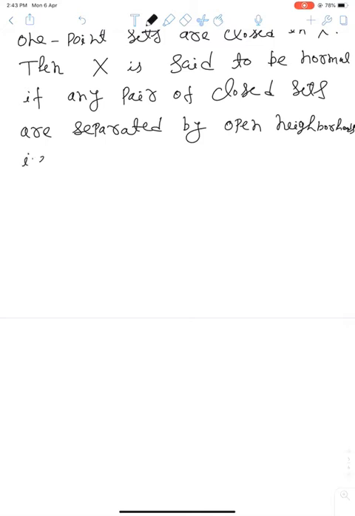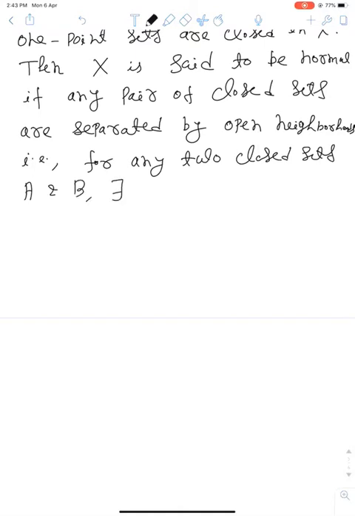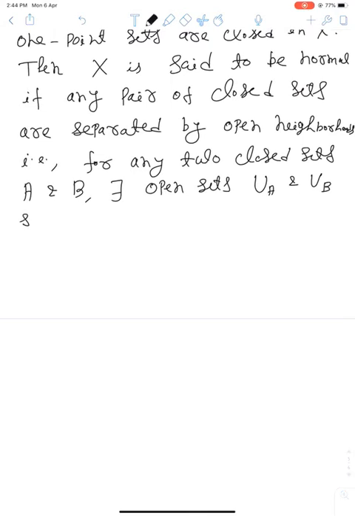That is, for any two closed sets, say A and B, there exist open sets, or say open neighborhoods, UA and UB such that A is a subset of UA, B is a subset of UB, and UA intersection UB is empty.